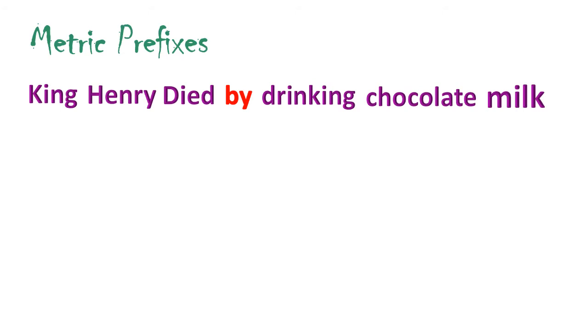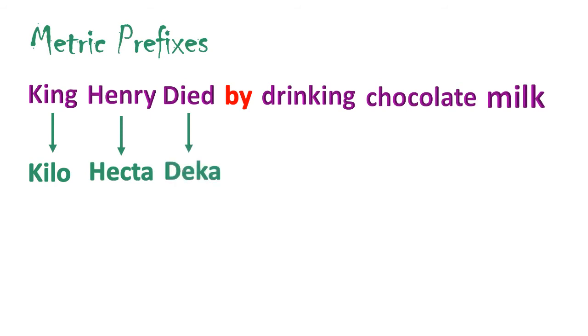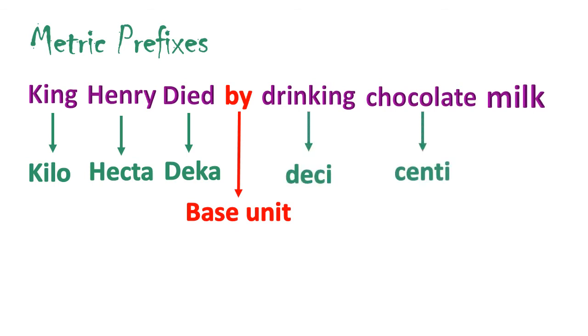But anyway, we've got King Henry died by drinking chocolate milk. So king, that stands for the prefix kilo. Henry, hecta. Died would be deca. Notice those are all capital letters. By is your base unit. Drinking is deci. Chocolate, centi. And milk is milli.